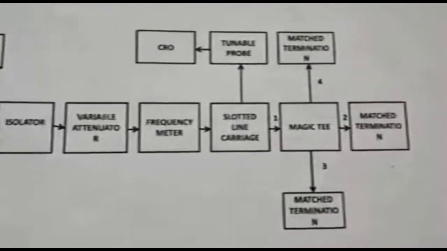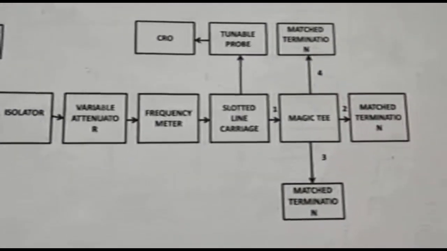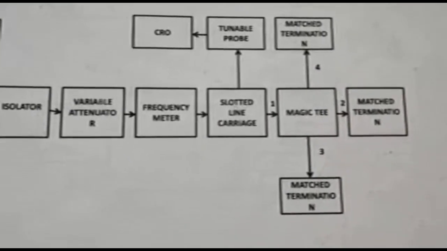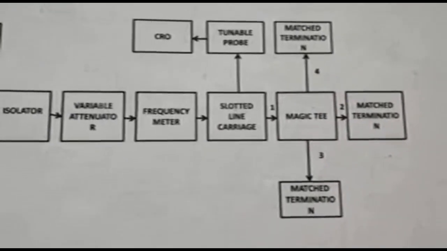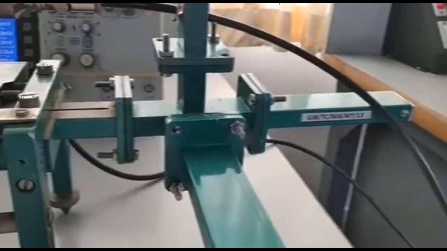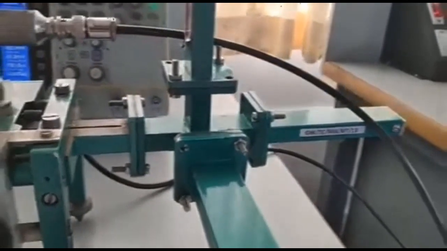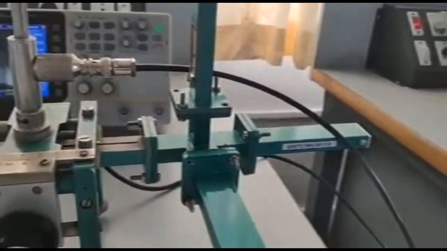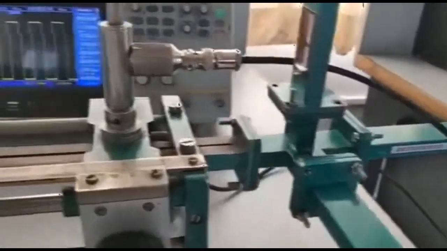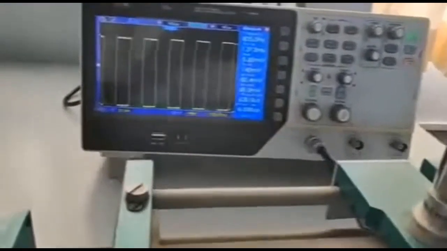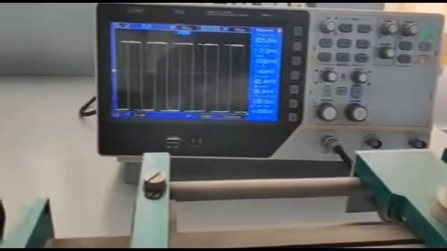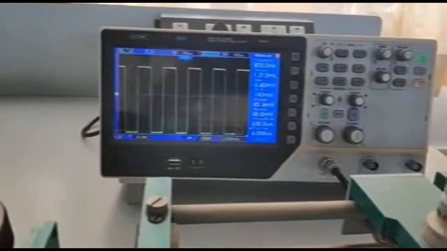So connect the magic T. Connect port 1 to the input and port 2, port 3, port 4 to the match termination. So now I have connected the magic T. Port 1 is connected to the input port and the other remaining ports are connected to the match termination. Okay. So now the mode is generated. Now I need to find the VSWR in this condition.